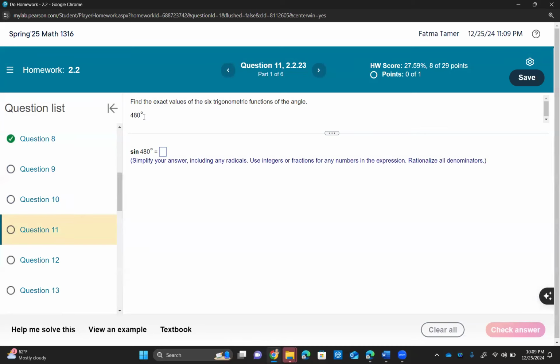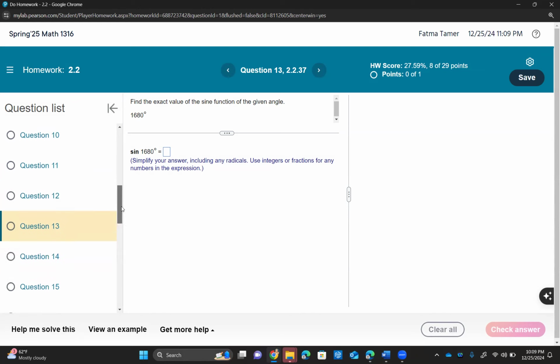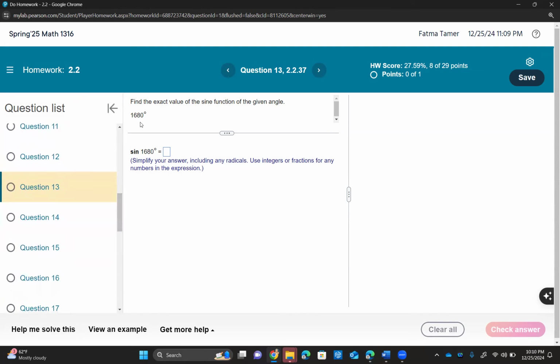Again, 480 is more than 360. So subtract 360 from this, that's 120. Then calculate the reference angle for 120. 570 is more than 360. First subtract 360 and then find the reference angle for that. If it is 1680, you might have to subtract 360 multiple times to make it an angle which is less than 360 first, then you can find its reference angle.